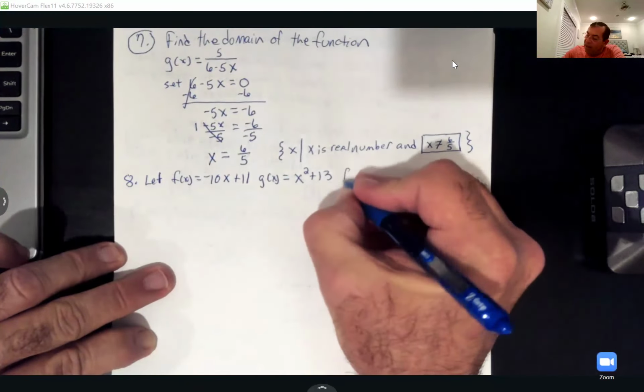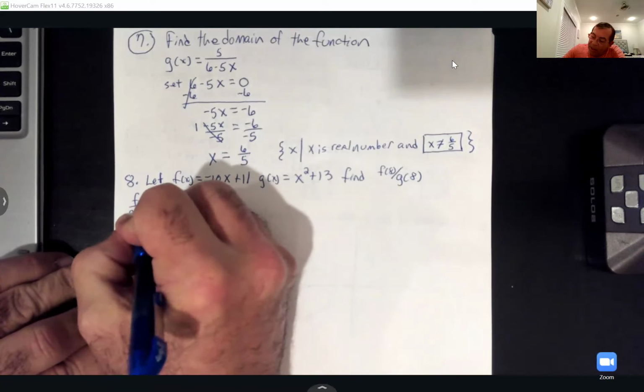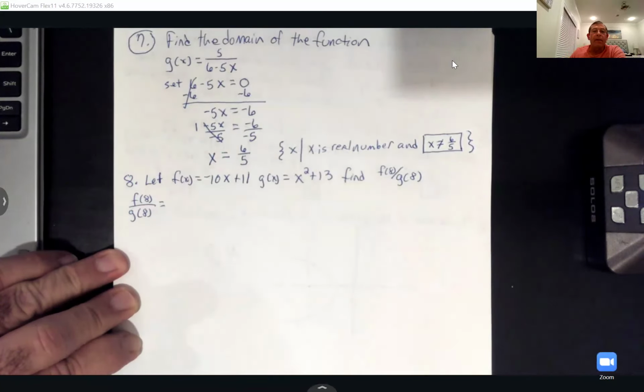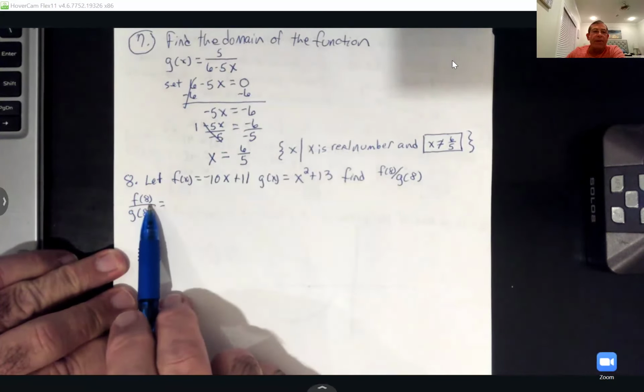All righty, so I'm going to set this up like a fraction. They want me to put an 8 into the f equation and an 8 into the g equation. So on top is my f. So that'll be negative 10 times our 8, putting that in for the x, plus 11. On bottom, for g of 8, that's going to be 8 squared plus 13.